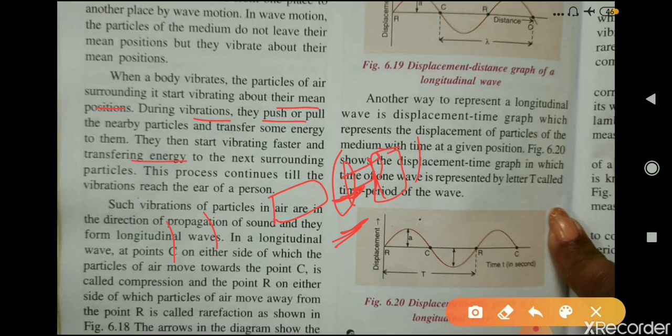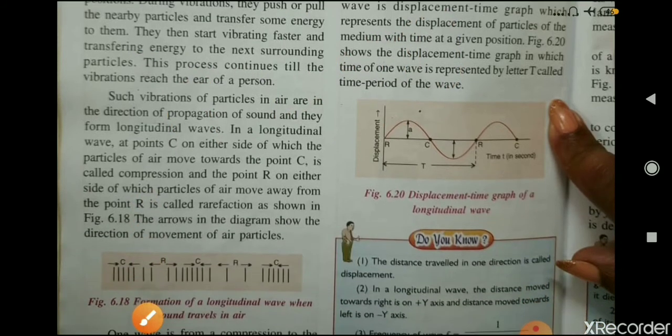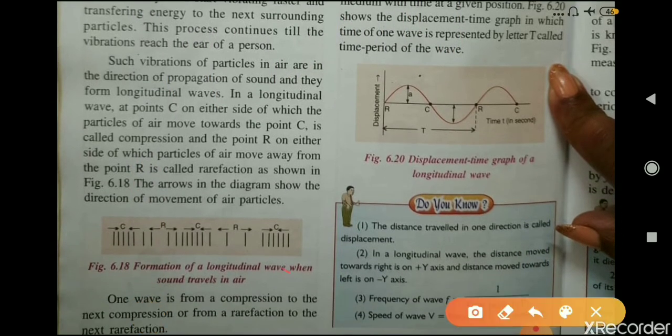In the same way, the next particles start vibrating about their mean position and transfer energy to the particle surrounding them. This process continues till the vibrations reach the ear of a person. As you can see in figure 6.18, these are the air particles that are vibrating and passing their energy to the nearby particles.